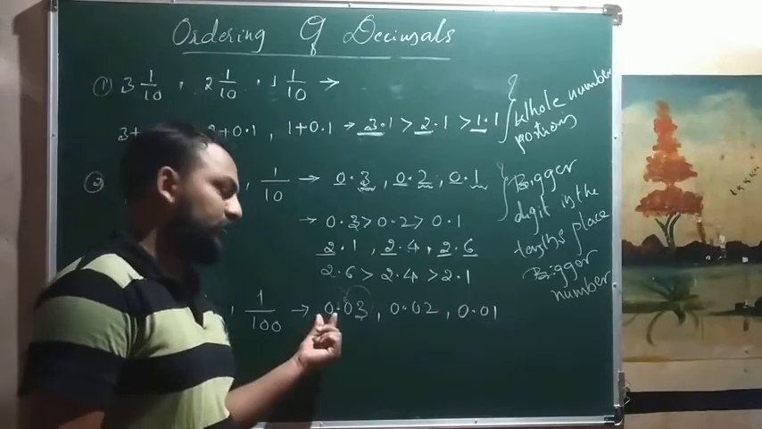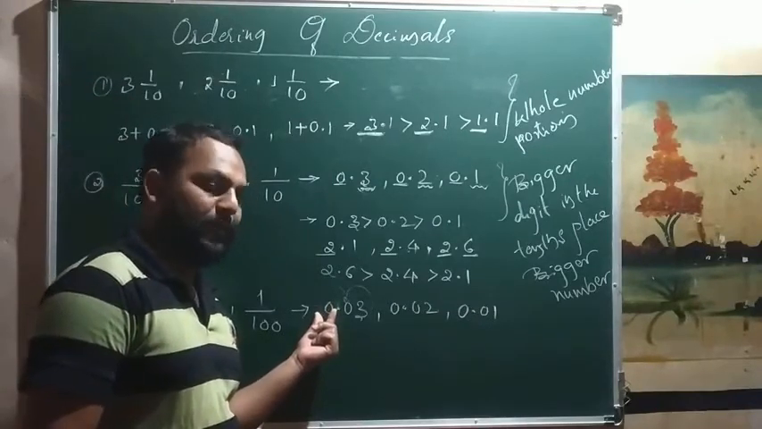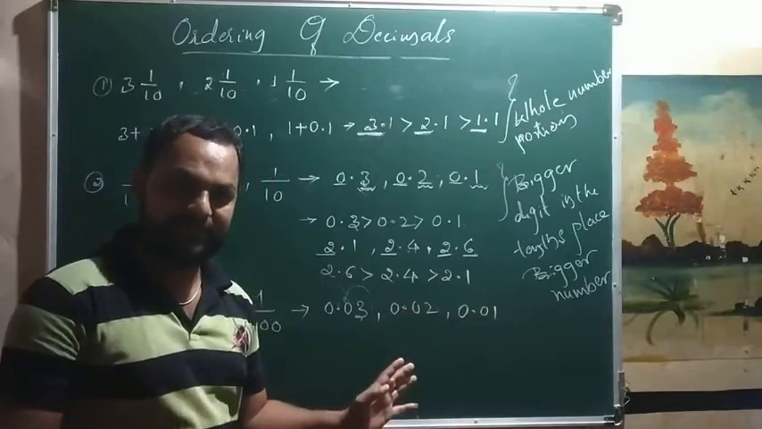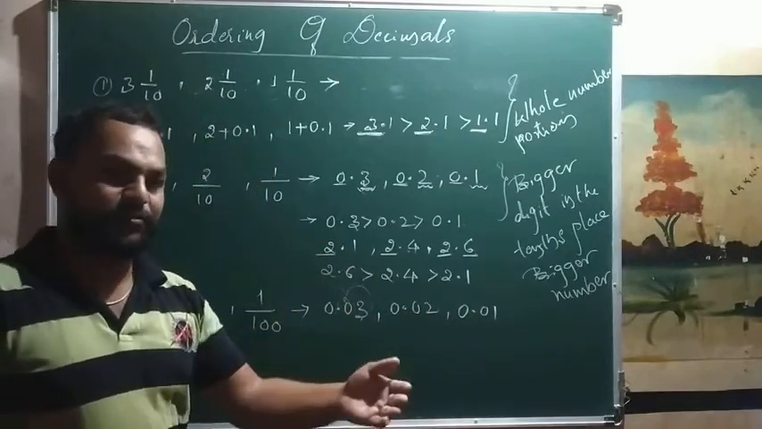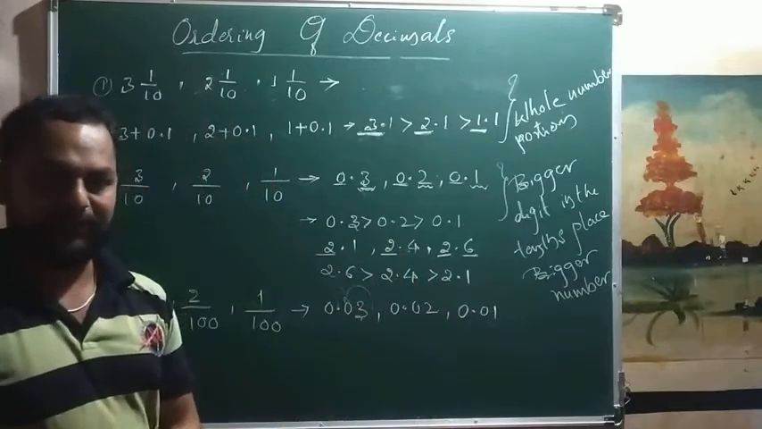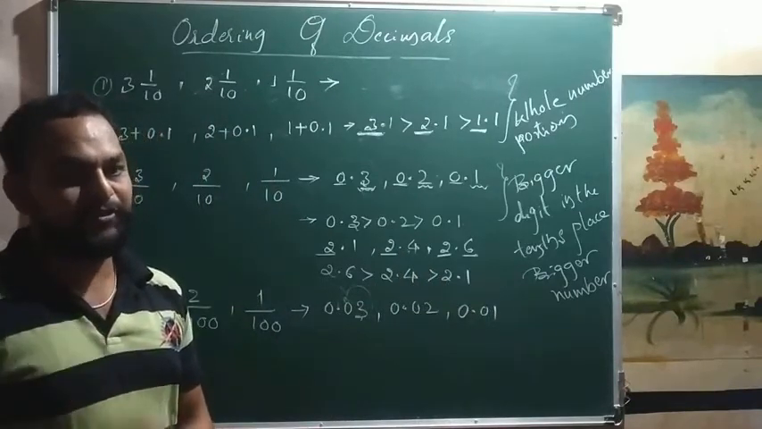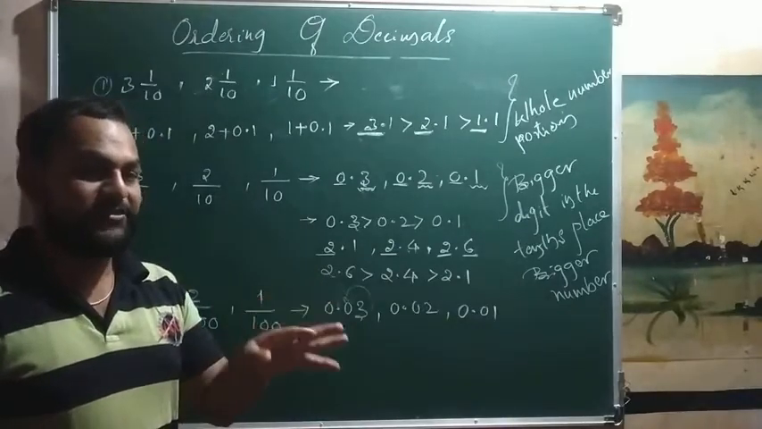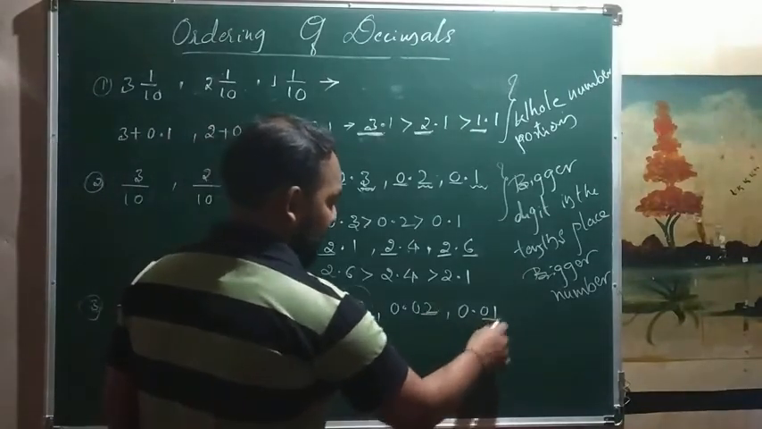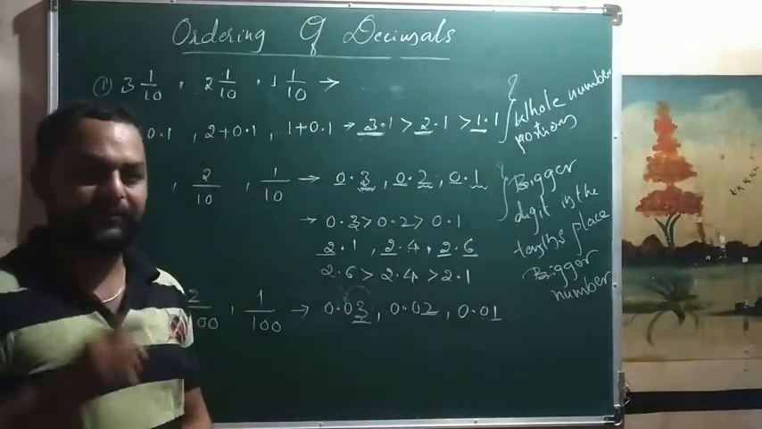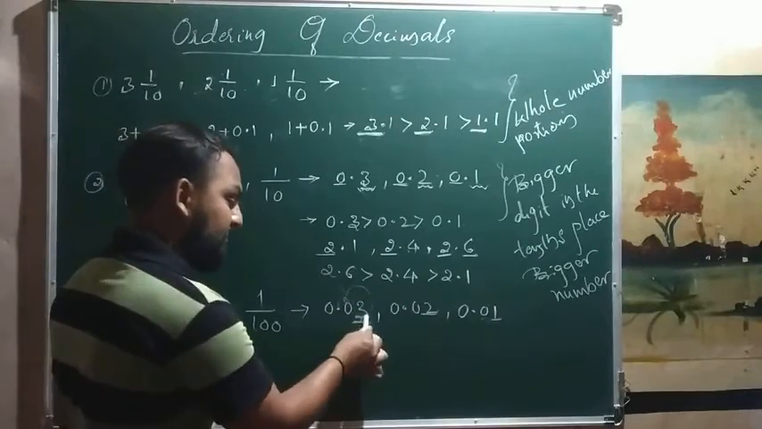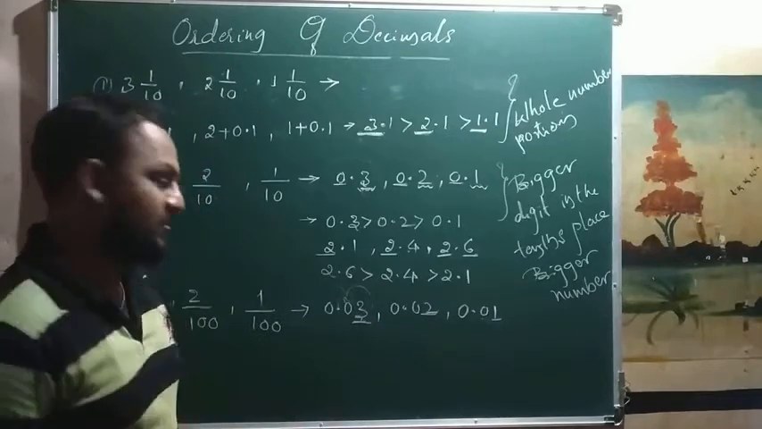Then here, if the whole number portions are the same, here 0, 0, 0, the whole number portions are the same. The next comparison is the tens place. The tens place value is 0 in all, which means both the whole number portion and the tens place value are the same. The next compare the next place, the 100th place. Comparison between the 100th place of the numbers.